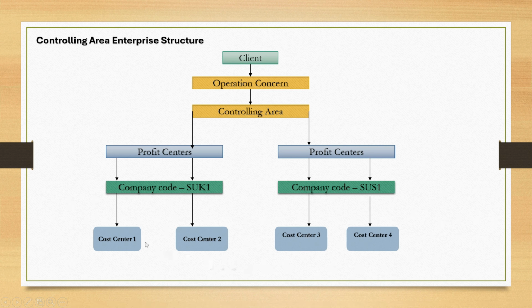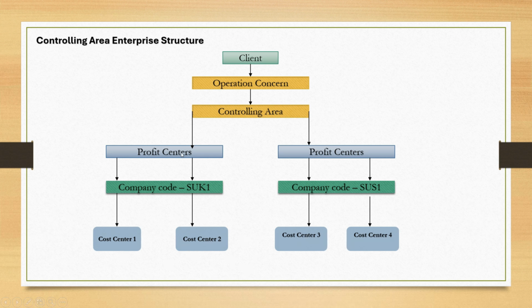A profit center can have several company codes. In other words, a profit center can be assigned to many company codes, while a cost center is assigned to only one company code, and a company code can have many cost centers. And one profit center can be assigned to several cost centers, while a cost center can have only one profit center.